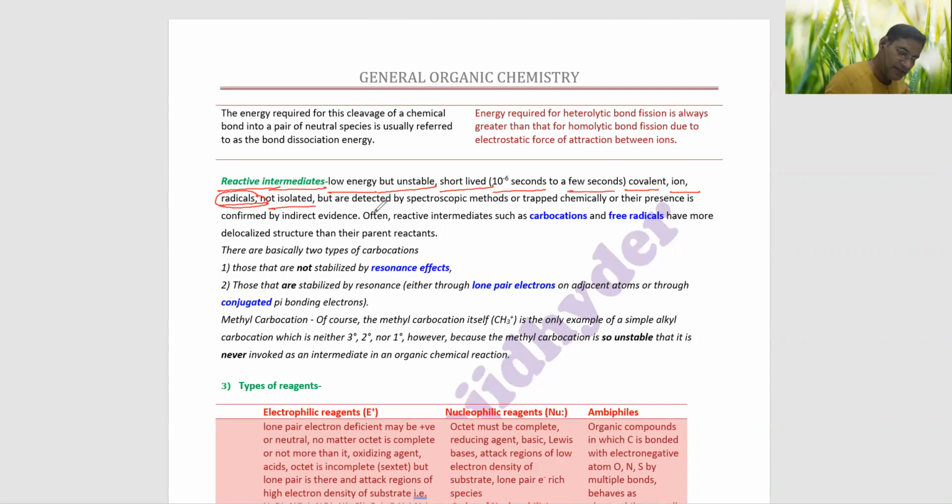They can't be isolated, but are detected by spectroscopic methods or trapped chemically, or their presence is confirmed by indirect evidence. Often reactive intermediates such as carbocations and free radicals have more delocalized structures than their parent reactants. Now here, just go through all of this.